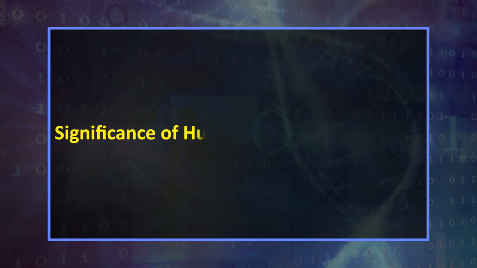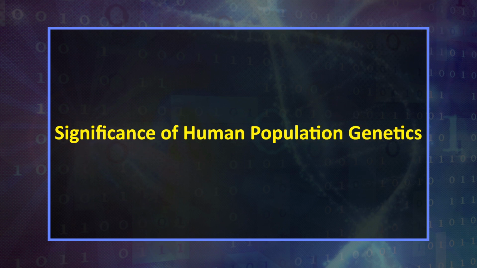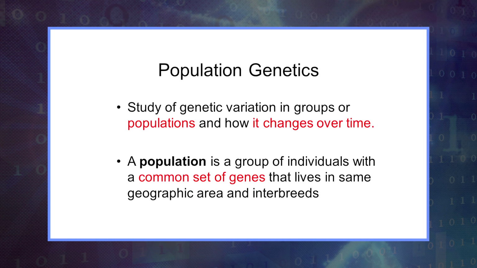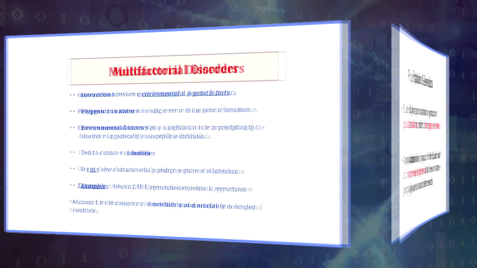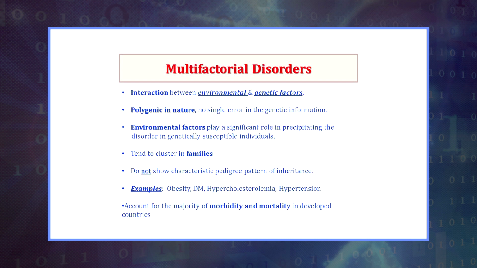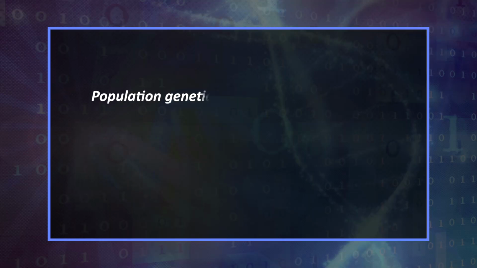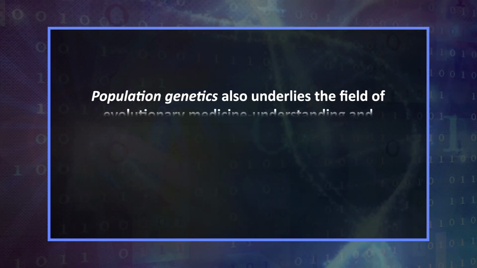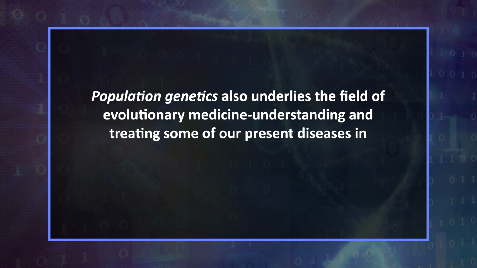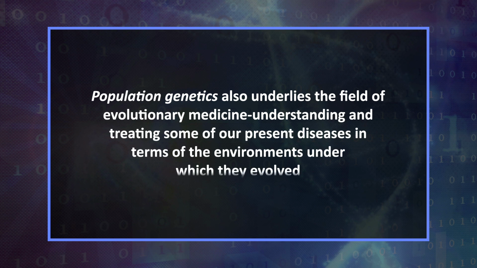Dear students, let's now know about the significance of human population genetics. Population genetics, genomics, is used for detecting genetic diseases and genetic risk factors for multifactorial disease, understanding diseases using insights obtained from genetic risk factors, and treating disease using these insights. Population genetics also underlies the field of evolutionary medicine, understanding and treating some of our present diseases in terms of the environments under which they evolved.